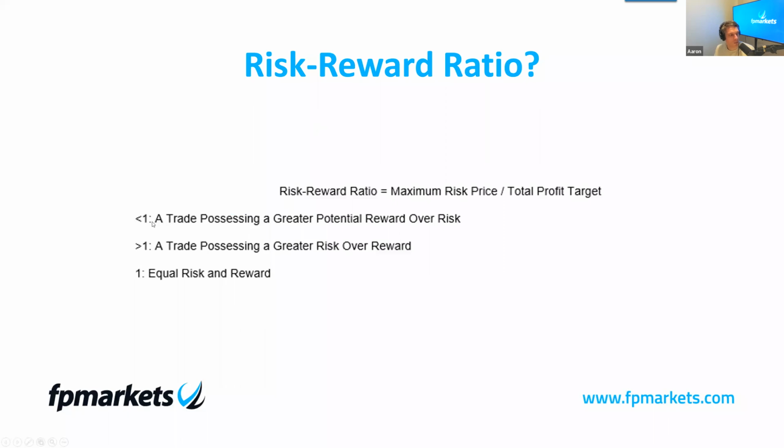So look, here we go. Below 1, a trade possessing a greater potential reward over risk. That's below 1. Yes, that's correct. Over 1, a trade possessing a greater risk over reward. So remember, a 1-to-1 is essentially the same. So we're risking 100 to make 100. I've just explained that here. 1 equals risk and reward.